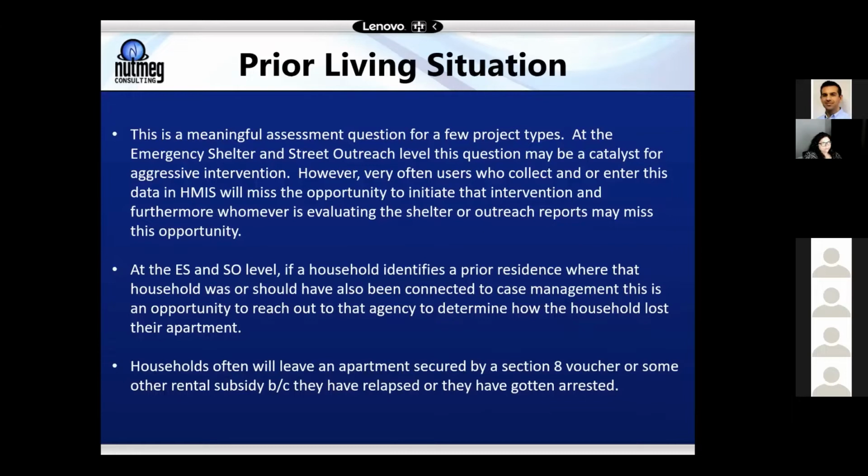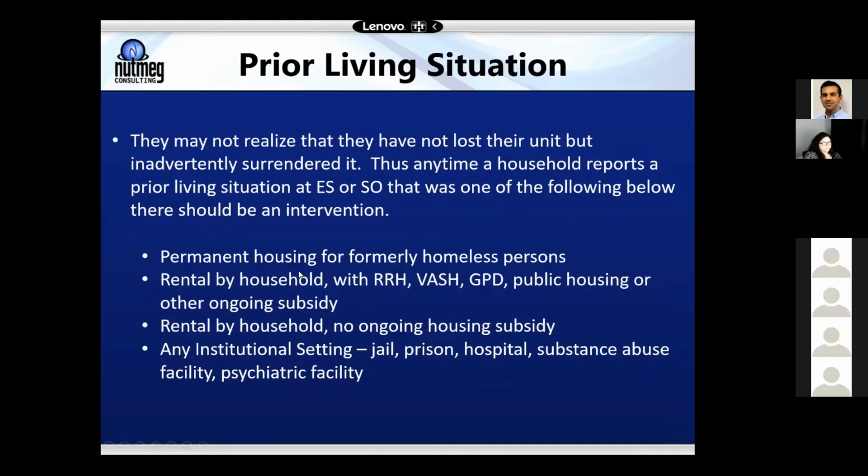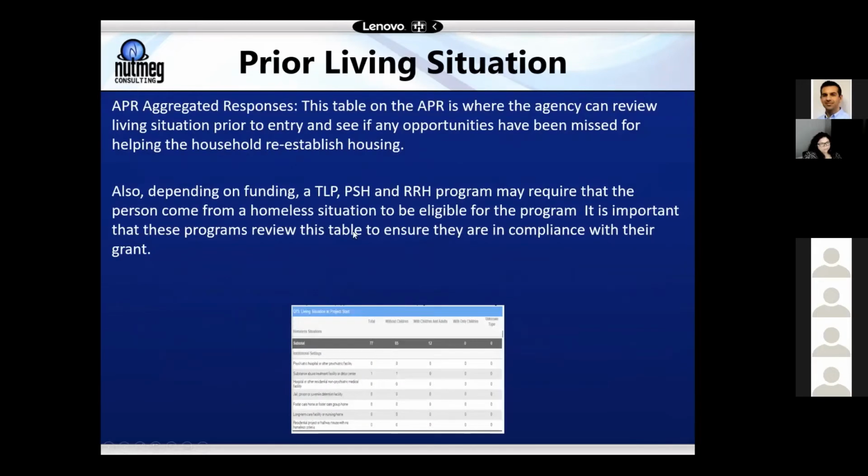Often when we evaluate data with emergency shelters and street outreach programs, we'll see a small percentage of clients who claim their prior residence was one of these locales, and after talking to them, we find out the reasons that they left weren't actual reasons where they would have lost the apartment. So just something to keep in mind when you're interviewing an individual and they provide that as a prior residence.